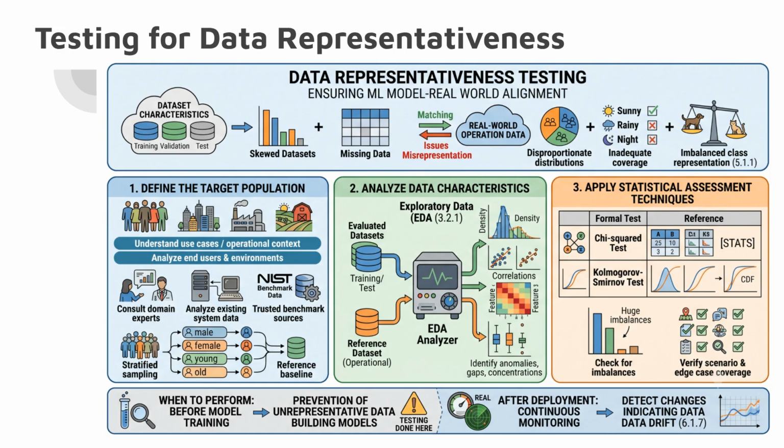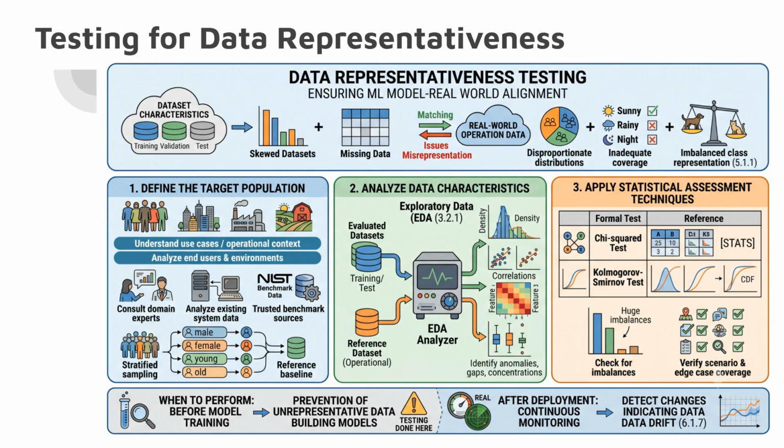2. Analyze data characteristics. Apply EDA to training/test datasets being evaluated for representativeness, reference data that represents the expected operational data. Visualize distributions through histograms, scatter plots, and other graphical techniques. Examine feature relationships and correlations in particular to identify patterns that should be preserved. Identify potential anomalies, gaps, or unusual concentrations in the data.